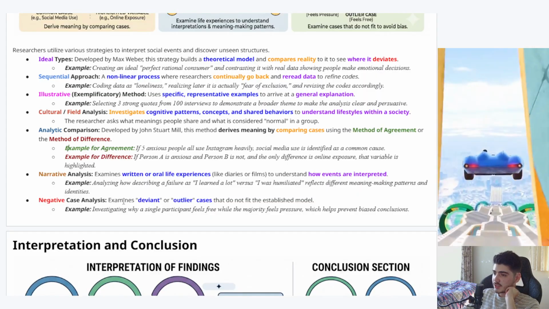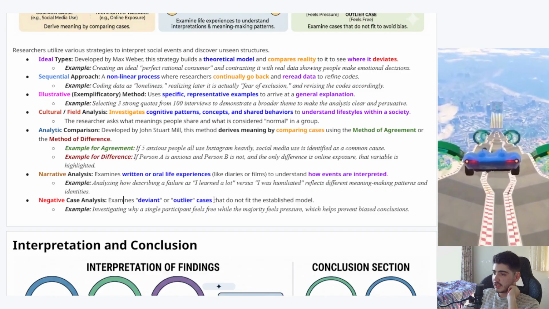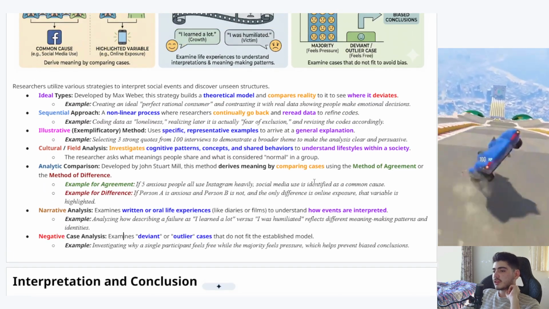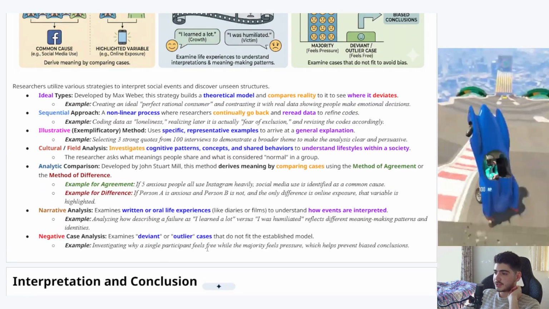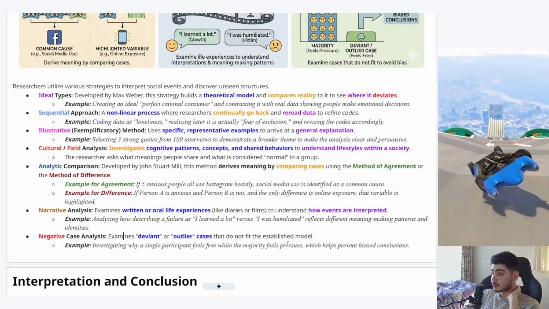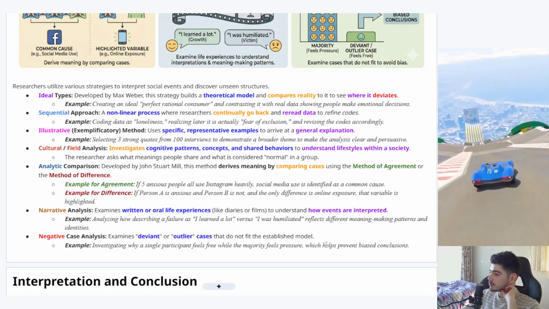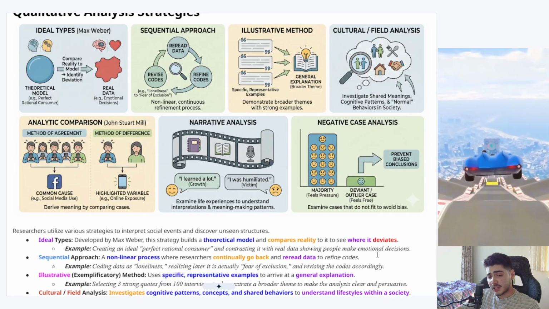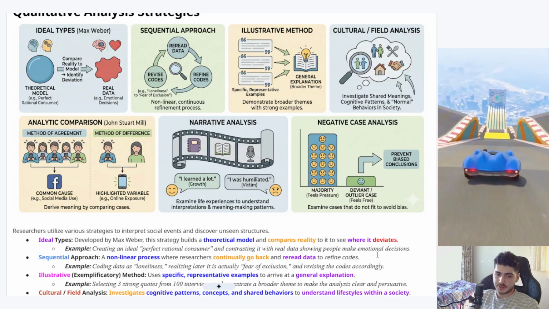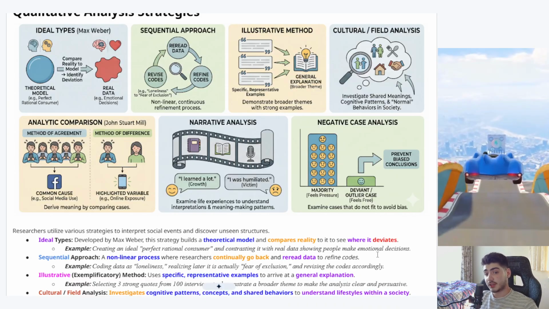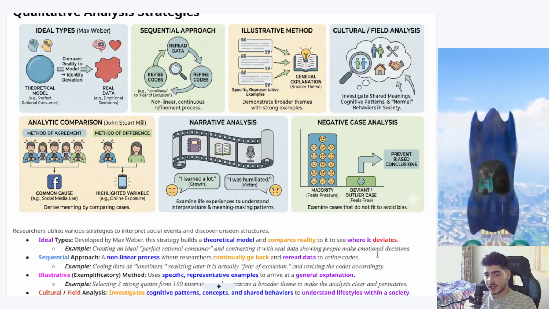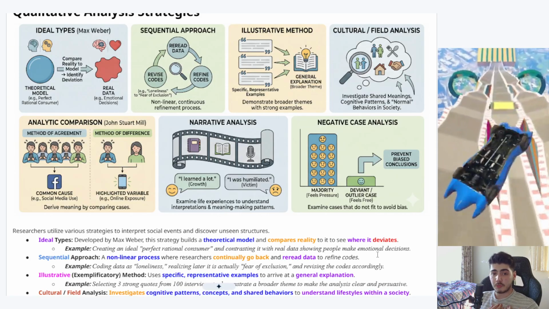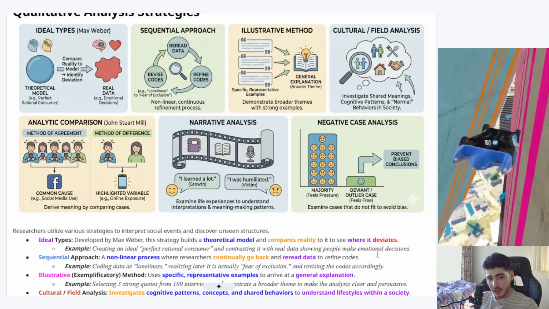What is an outlier, like what is an exception. Negative case analysis examines a deviant or outlier case that does not fit the established model, like investigating why a single participant feels free while the majority feels pressure, which helps prevent biased conclusions. We want to look at the negative cases as well as the positive cases, because if we ignore the outliers completely, we will just be looking at the people that agree with us. This is why it prevents bias.